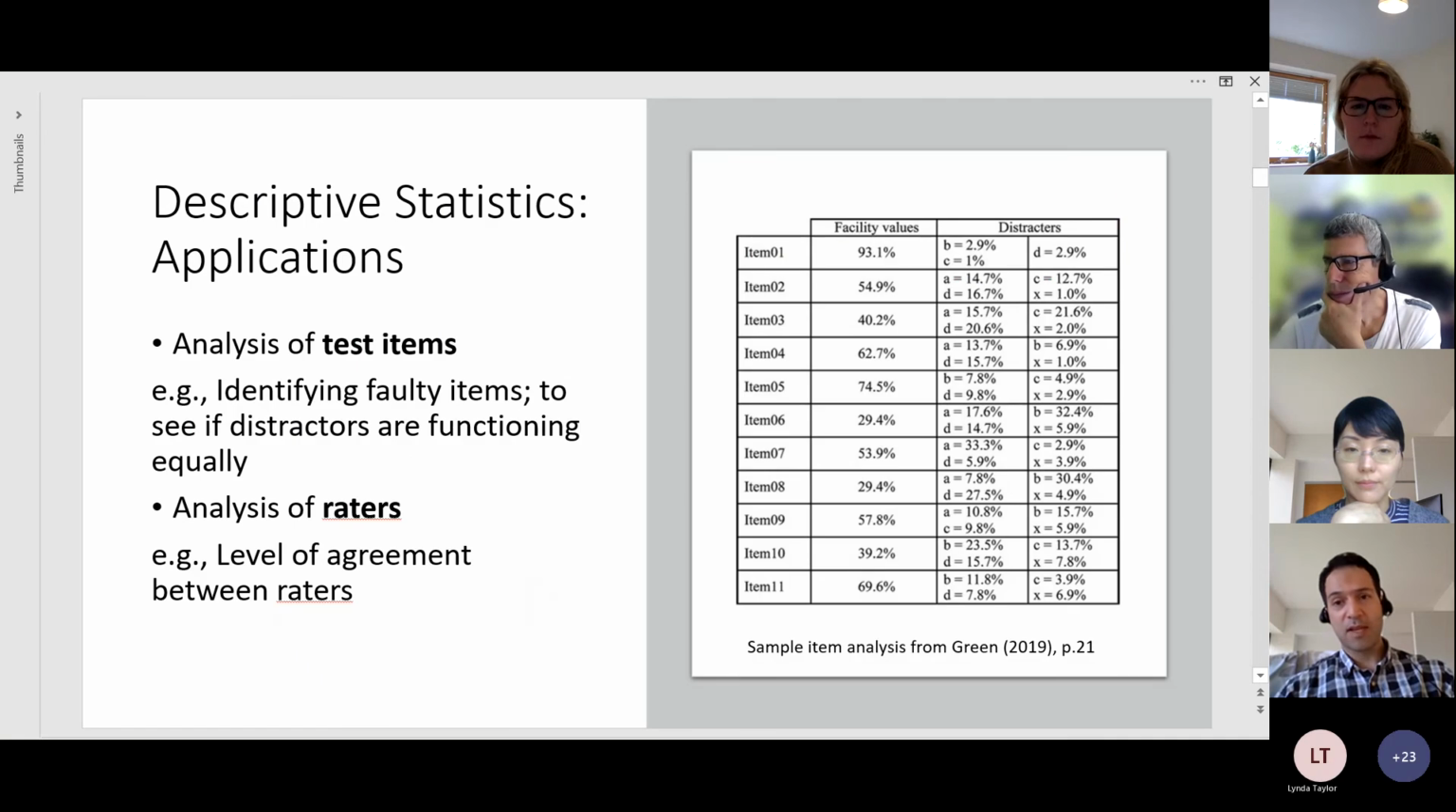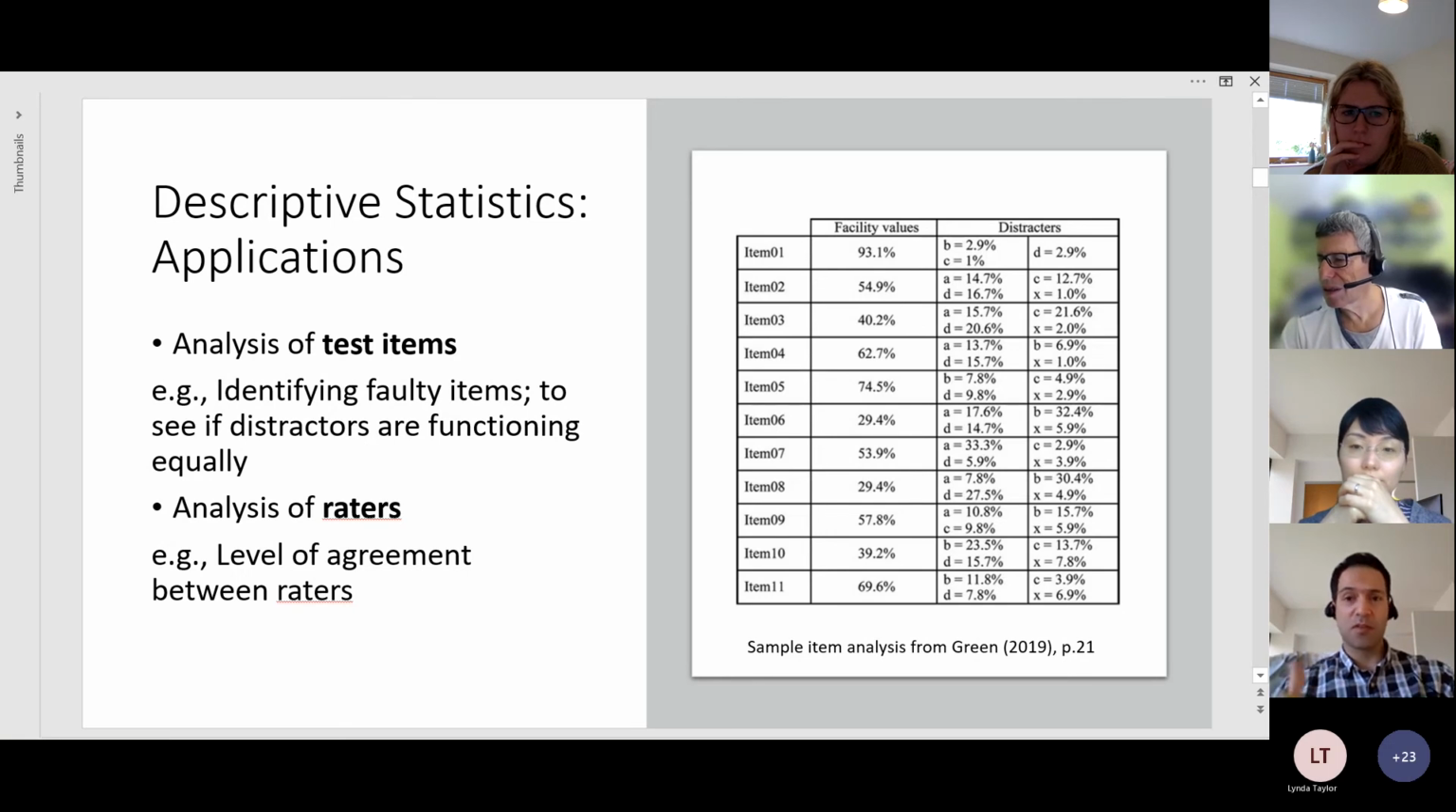Okay, so an example of descriptive statistics is when we analyze the mean score of the test items, which then becomes the item facility, or its inverse, which becomes the item difficulty index. This is under the classical test theory, or CTT.